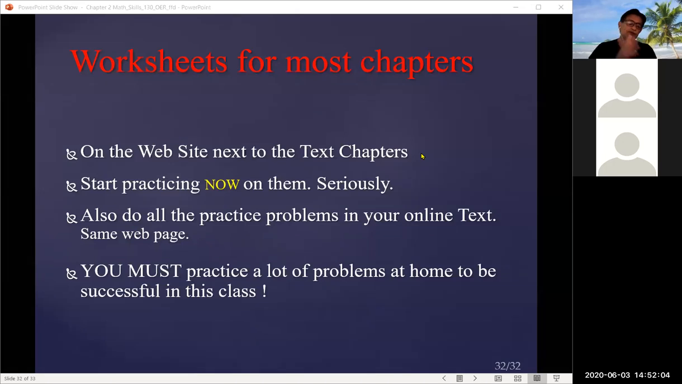Now the worksheets, don't forget to do the worksheets. Okay, there's a lot of stuff there that we need to do, to help you out. The more you do, the better off you are with respect to these problems. And I'm going to share with you.